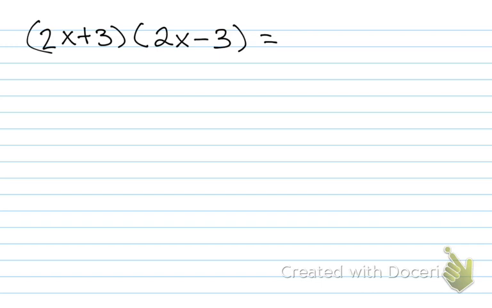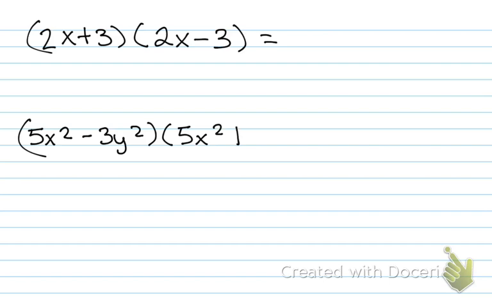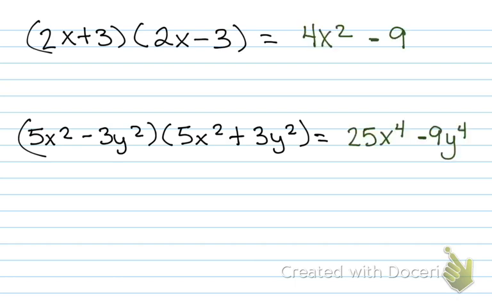So here's the first one, 2x plus 3 and 2x minus 3. And then the other one we'll do is 5x squared, a little tougher, minus 3y squared. And we'll do 5x squared plus 3y squared. All right, pause and see how quickly you can do those. All right, how did you do with those? The first one should have been pretty easy.